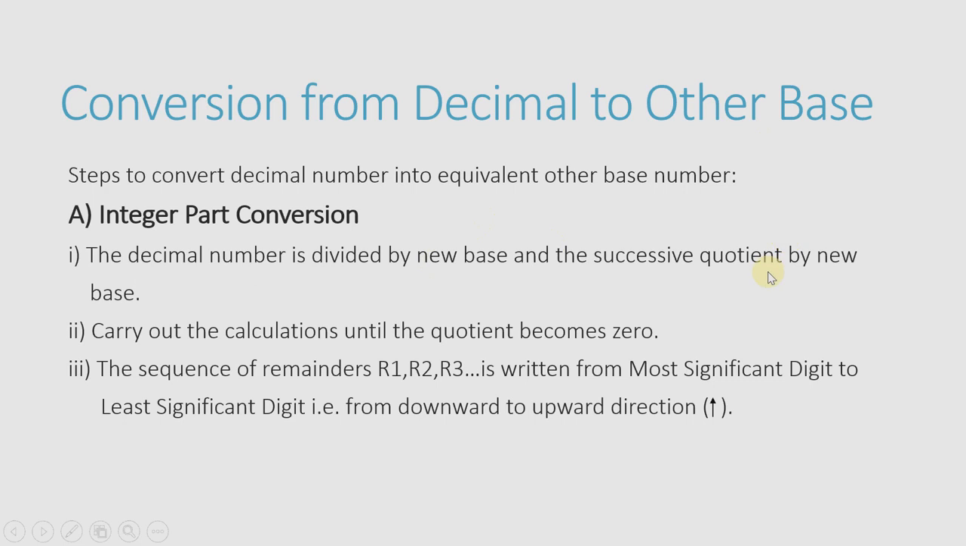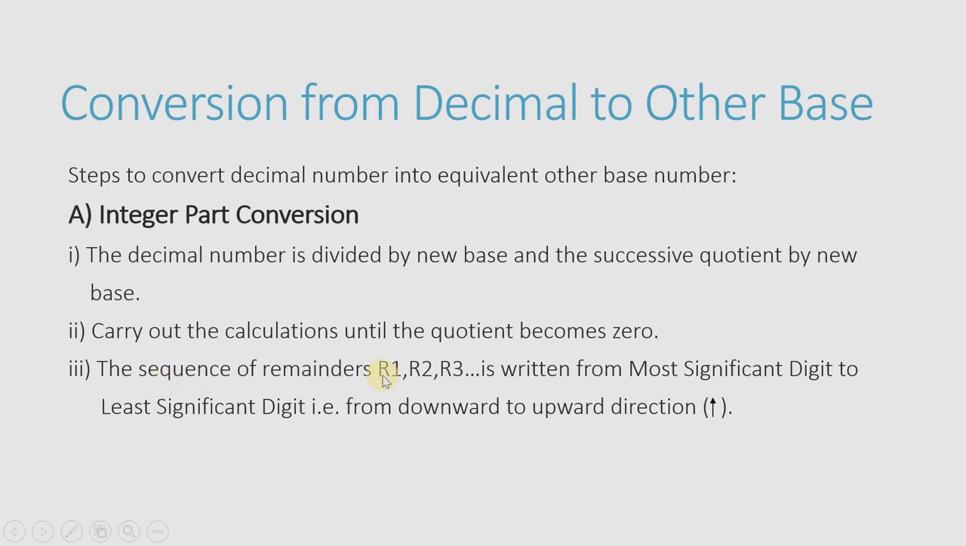When we get the quotient, we again have to divide it by the new base, and we keep dividing until the quotient becomes 0. When I divide a number by my new base divisor, I get some quotient part and a remainder part. Then again I pick up the quotient and divide it by the base, until I get the quotient 0. We continuously divide the quotient and keep writing down the remainder part.